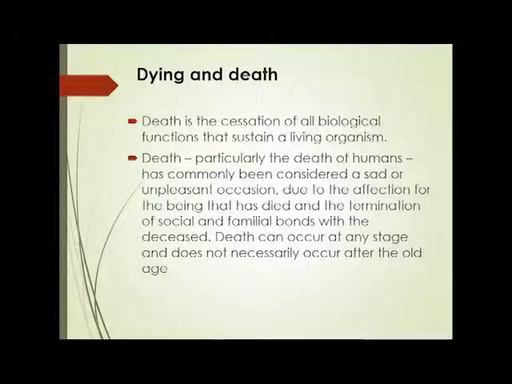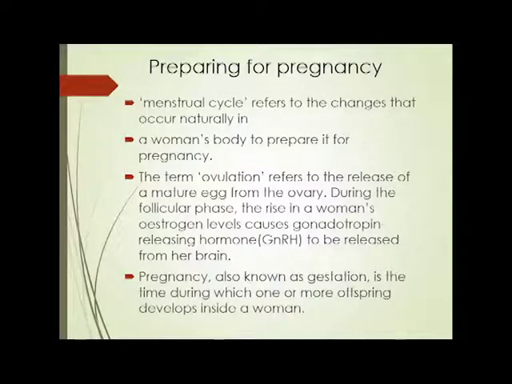Some died in accidents, some died because of illness, and so you just need to understand basic information about death. We also have to look at preparing for pregnancy. We said we have the menstruation cycle, which refers to changes that occur naturally in a woman's body to prepare for pregnancy.